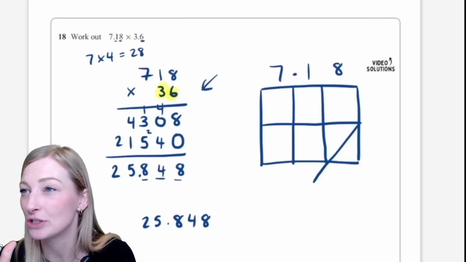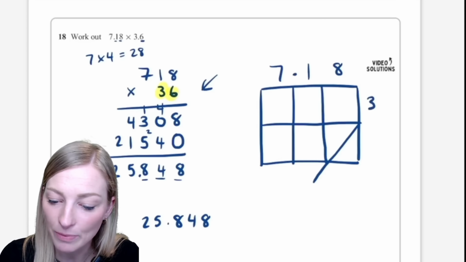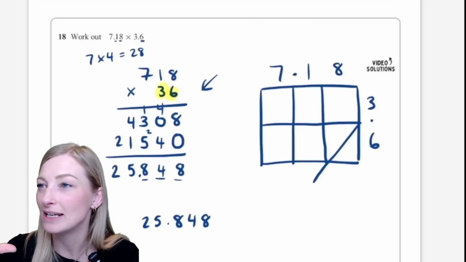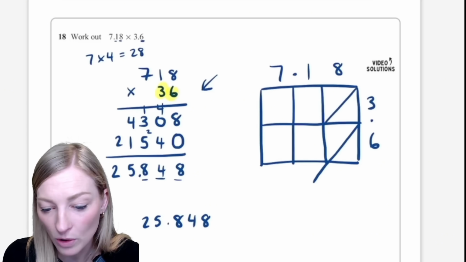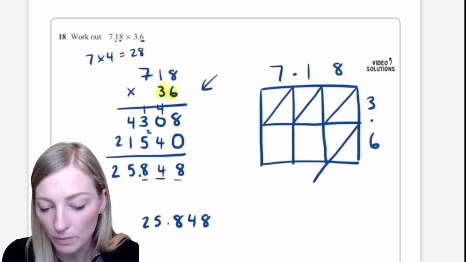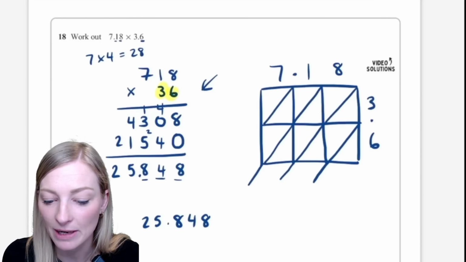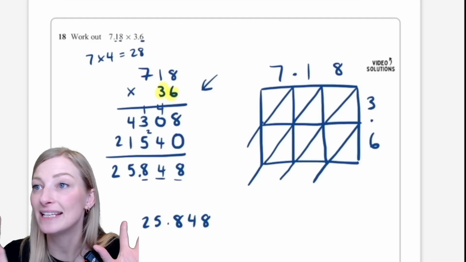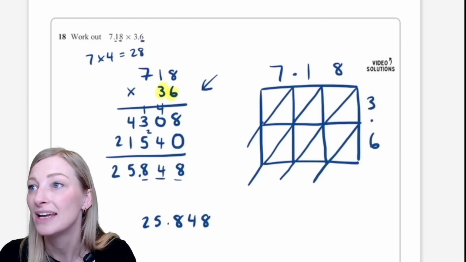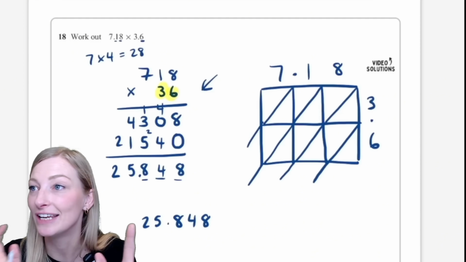So 7.18, that's why I've made this 3 boxes wide, and 3.6 down here, that's why I've made it 2 boxes tall. You're then going to split every single box diagonally from top right to bottom left. And at the bottom, just make it a little bit longer so you've got somewhere to put your answer. Now that genuinely is the hardest part of this topic, is drawing that grid out. Once you've done that, you're laughing.